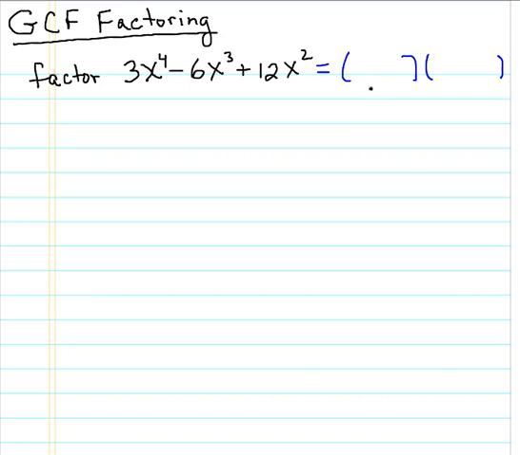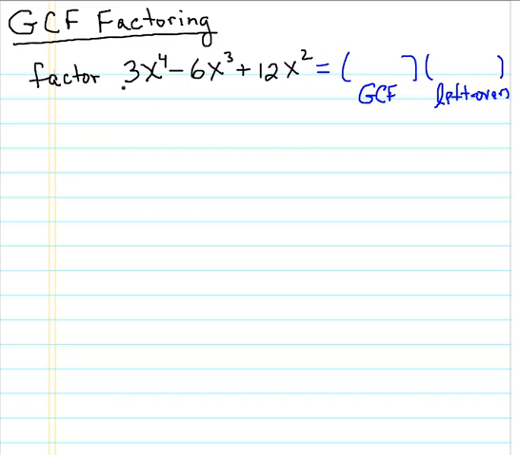For GCF factoring, we are going to find a single monomial term called the GCF, and when we factor that out of the original problem, we will have a polynomial that I call the leftovers. To find the GCF, we are looking for a monomial term that is the biggest that will divide evenly into all the terms in the original polynomial. We can figure that out in two parts.